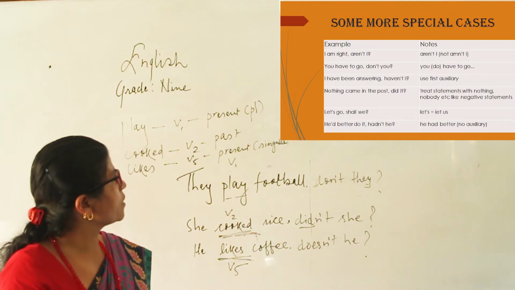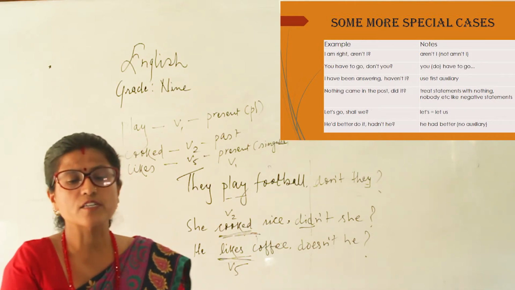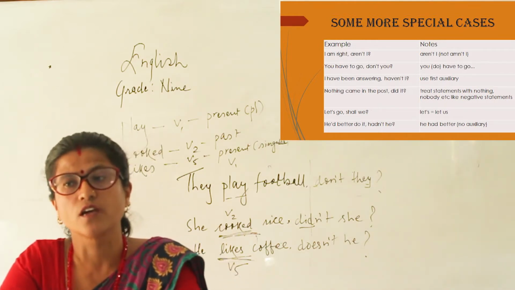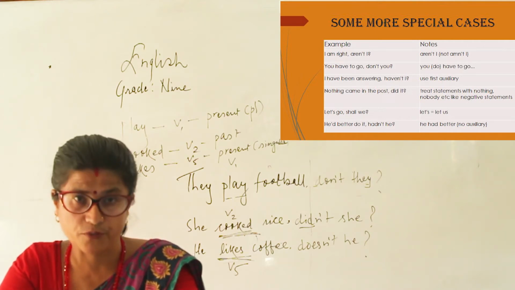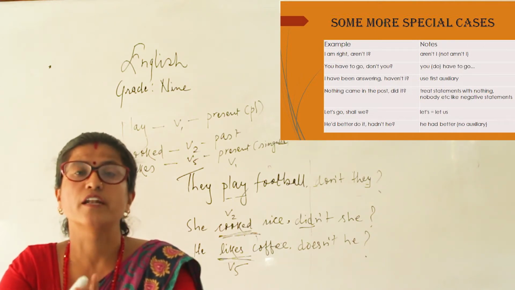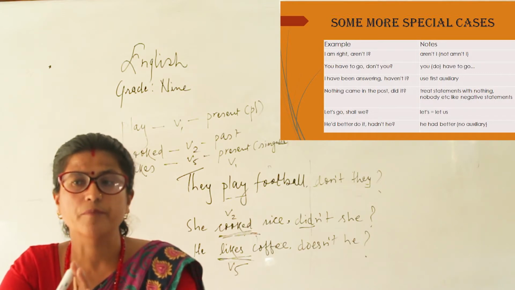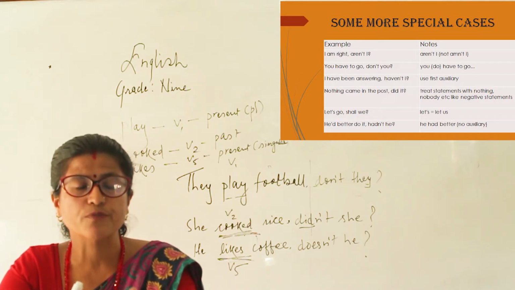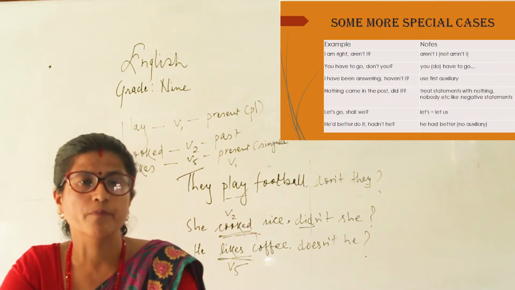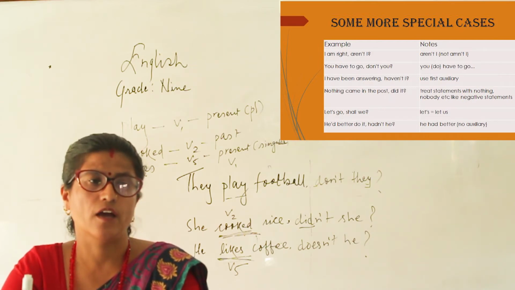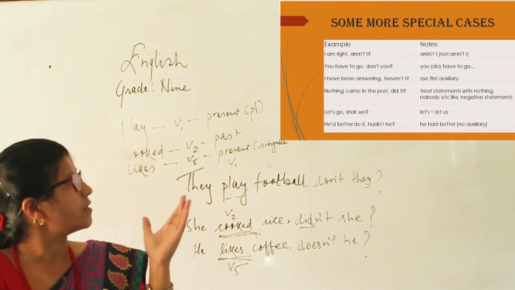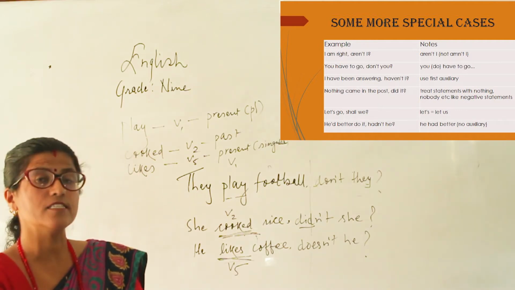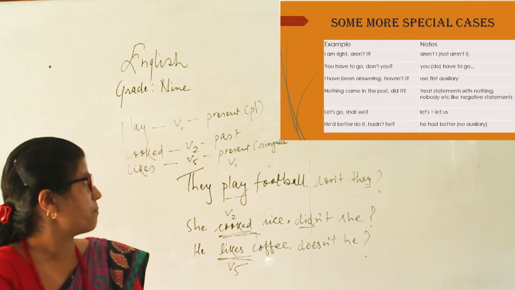Nothing came in the post means nothing indicates what? Nothing, nobody, no one indicate, yes, definitely they indicate negative meaning. They give negative meaning. So nothing is fine, nobody has come, nothing is right. No means that is negative. So if the statement is negative, definitely the tag is positive. So did it is there.